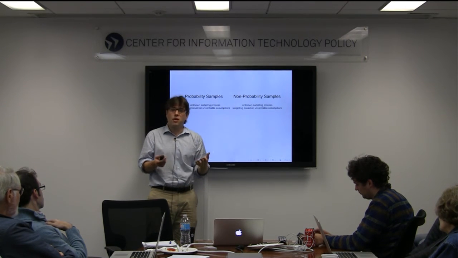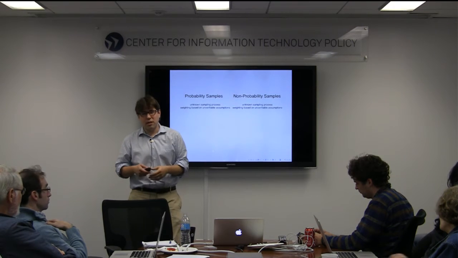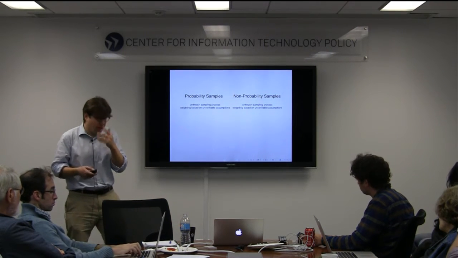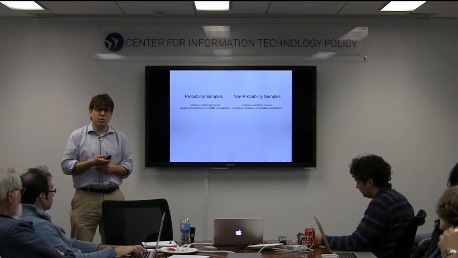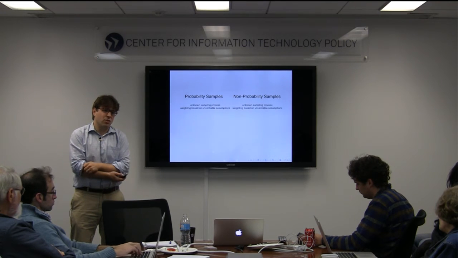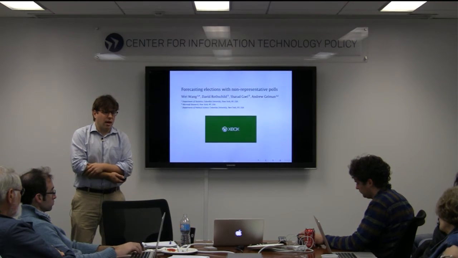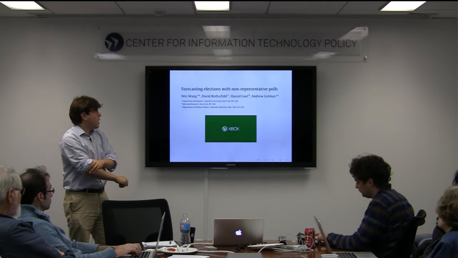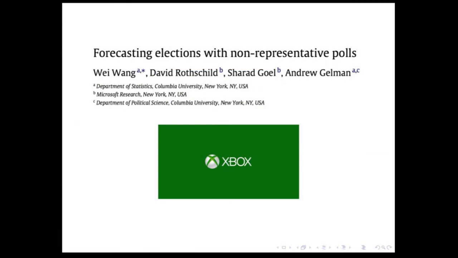And so I want to show you an example of a non-probability sampling technique that can produce reasonable results, that does not always lead to Dewey defeats Truman. This is a study by Wei Wang and colleagues, Forecasting Elections with Non-Representative Polls. They had a bunch of data.